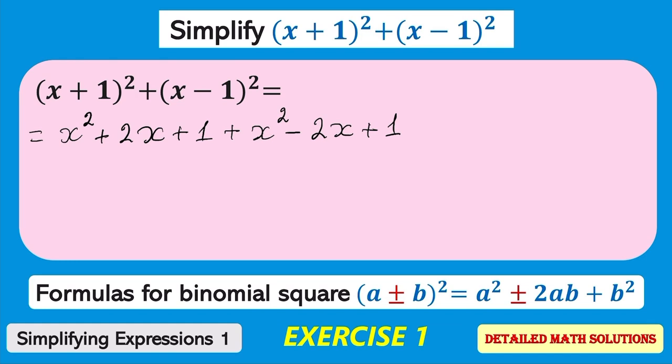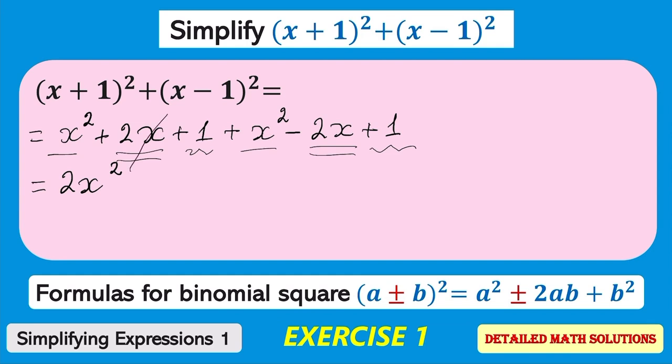And finally, as the next step, I need to add all like terms. Like terms are x squared and x squared, 2x and minus 2x, and finally 1 and 1. When I add them in pairs, I get 2x squared. Now, 2x and minus 2x are the same like term with opposite signs, therefore their sum equals 0, or they cancel out.